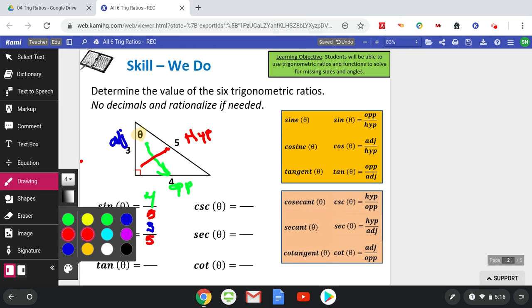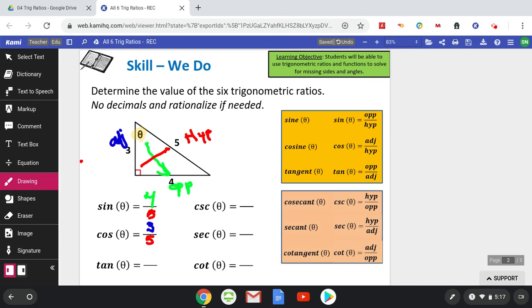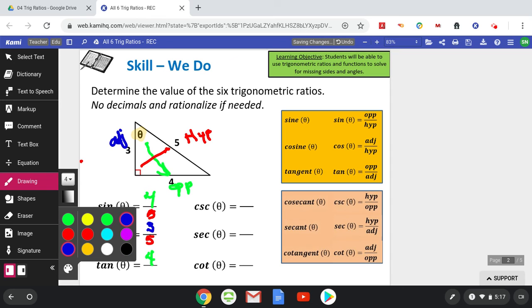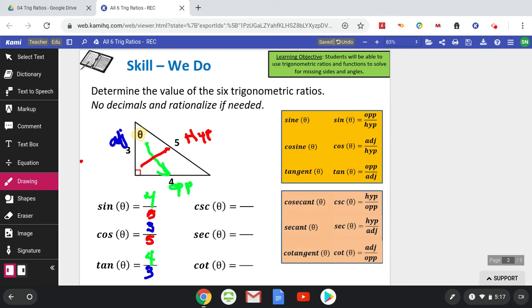Now we have the tangent as well. Tangent, as you can see over here, is the opposite over the adjacent. So opposite being 4, adjacent being 3.